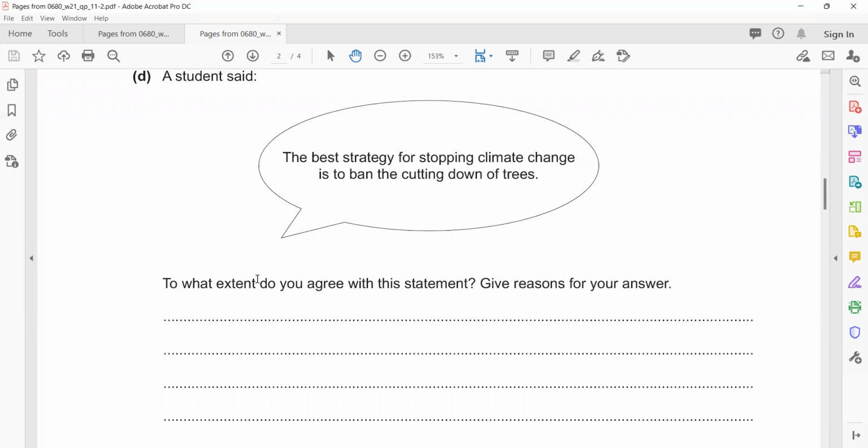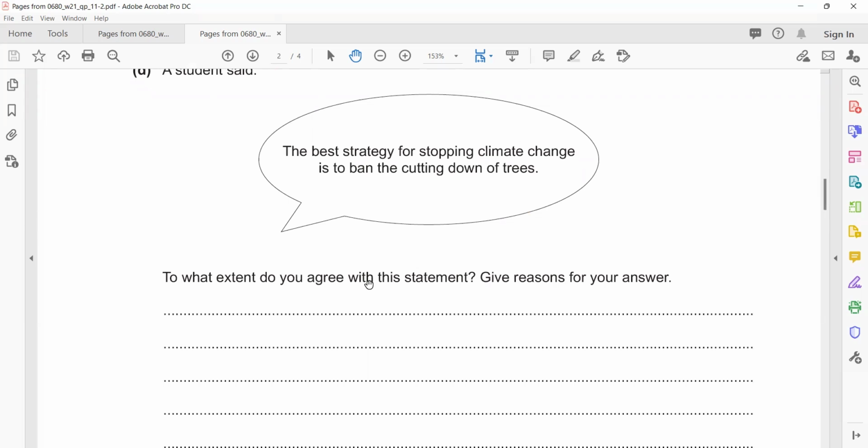To what extent do you agree with this statement? You can agree or you can disagree. Give your reason for the choice. For example, if you want to agree, why? Agree means yes, this student is right, it is good to stop cutting trees, and you should give a reason for that. And if you say no, you disagree, what is the reason for that?